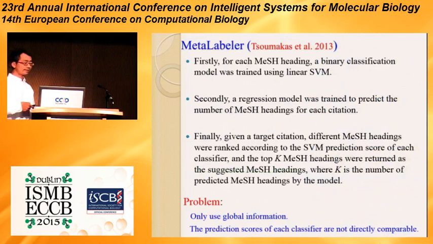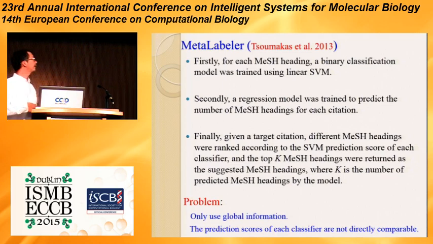And the second method is MeSHLabeler. It was originally proposed at the World Wide Web Conference, and the group in Greece used this method to achieve first place in the BioASQ 2013 challenge. It actually consists of 3 steps. In the first step, for each MeSH heading, they train a binary classification model. And then they train another regression model to predict the number of MeSH headings for each citation.